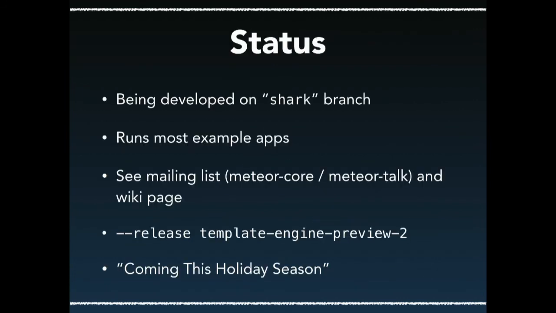Status is being developed on the Shark branch. It already runs most of our example apps, which is a big milestone. There's a lot of discussion on the mailing list, and there's a wiki page about the user-facing changes. We're preparing release tags. On the mailing list, this is something we like to do where you say, okay, now try your code with template engine preview 2. And if you pass this flag to Meteor, it'll run the app with a different release than the mainline release. You can also use this with Meteor deploy. You can deploy code on different releases, all without using Git.